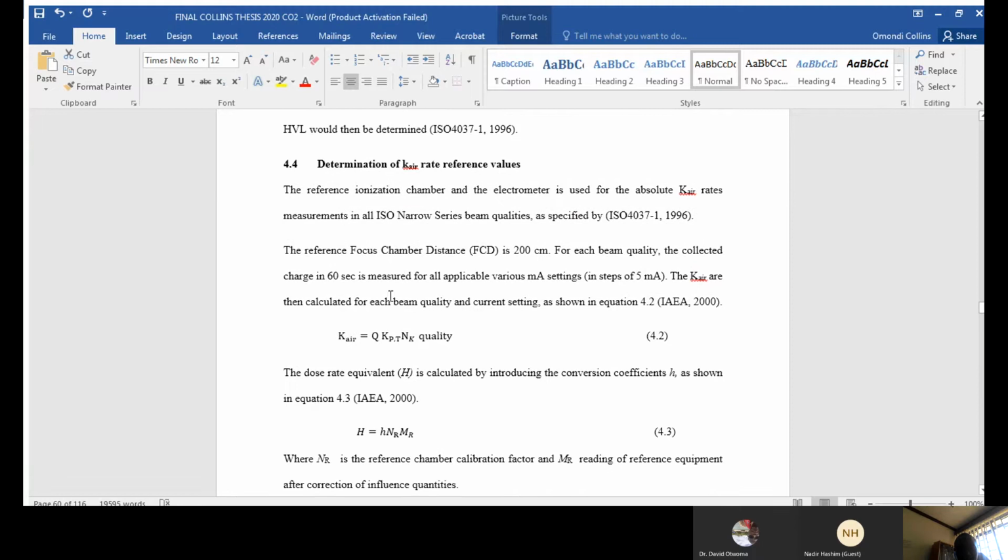So for the K-air, the measurement is from the electrometer. It's corrected for pressure and temperature. Then I take into consideration the calibration factor. So with this formula, we get the quality of the beam.